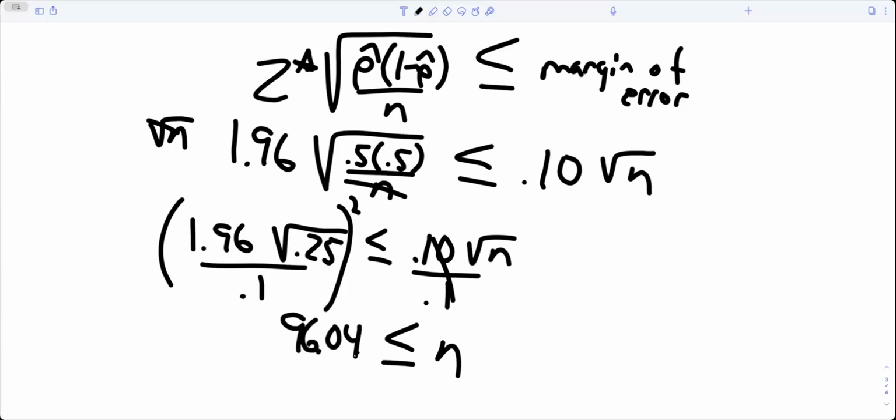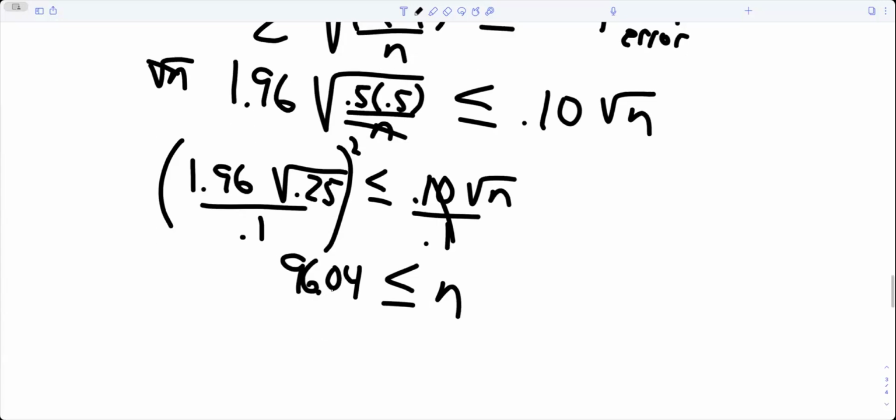That's what I got, right? And this is important, okay? Because what are we sampling? People, students, right? So I've got to have at least 96.04, and that 0.04 matters, okay? Because if I just use 96, it's not going to work out the math. So since I'm dealing with students, I have to round that up to the next whole number.